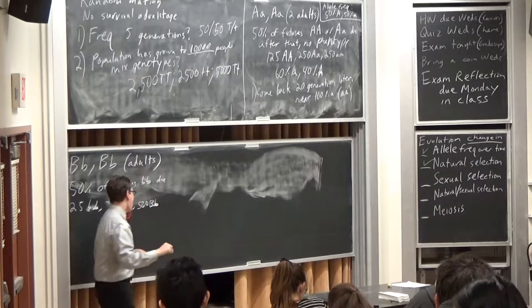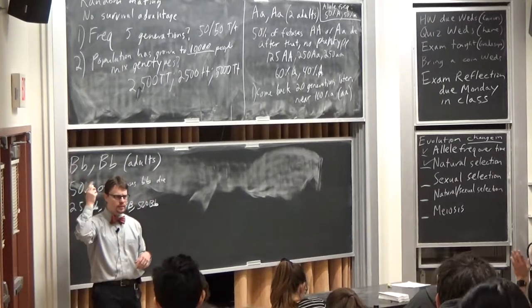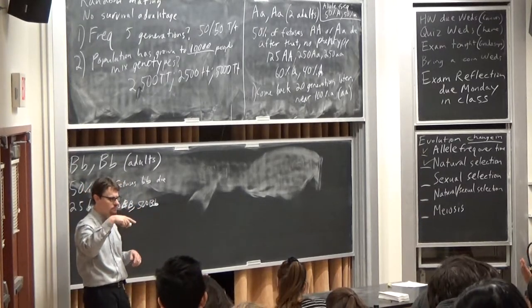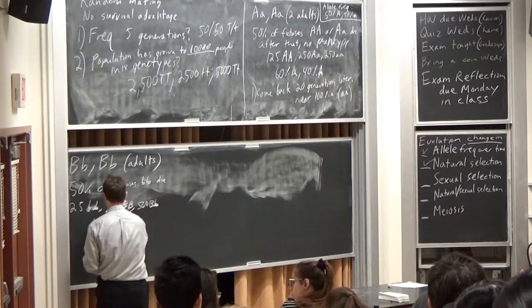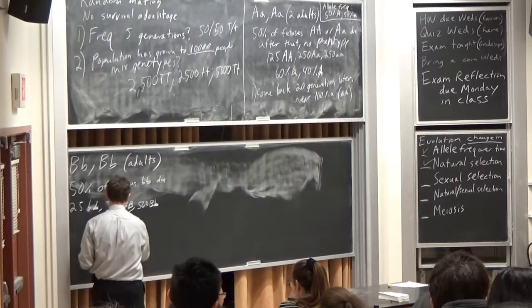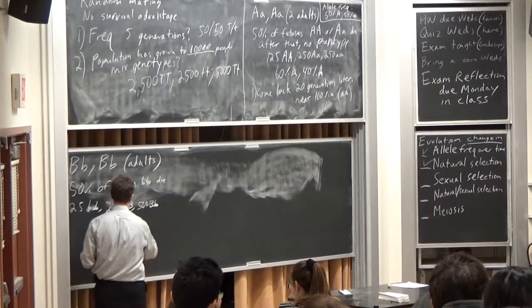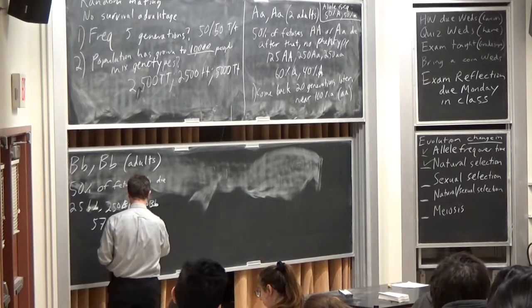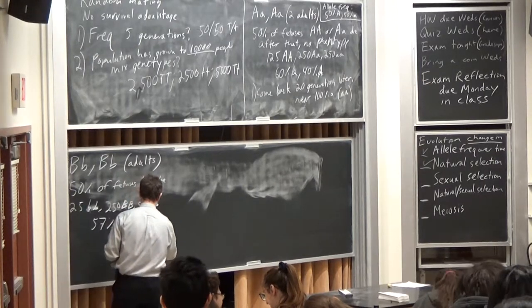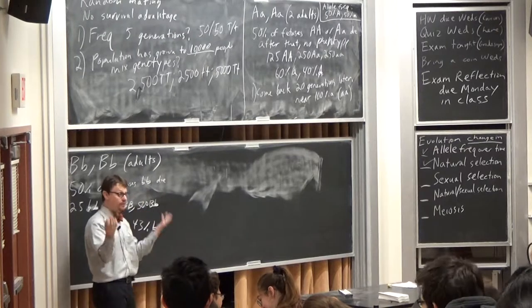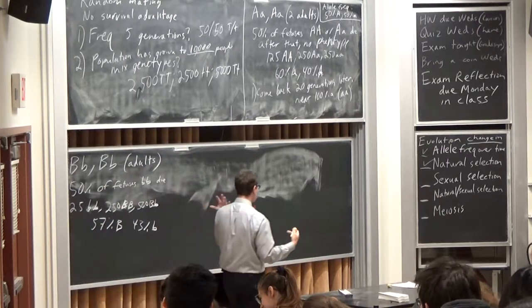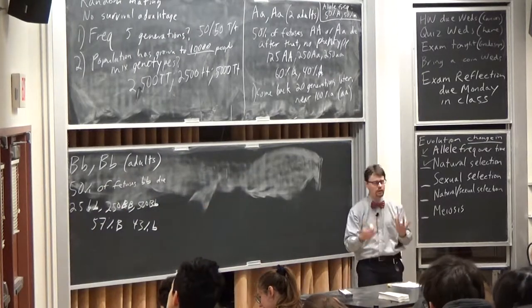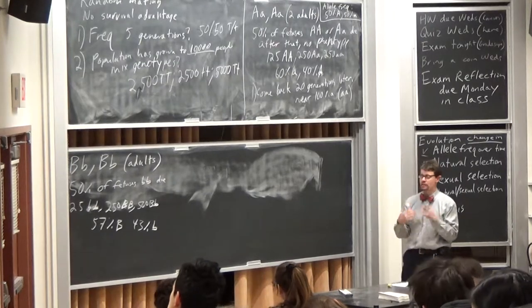And so did anyone calculate the allele frequency here? 57% of the dominant allele and 42% recessive. Yeah, that sounds about right. Something like that. So 57% and 43%. So evolution has occurred here. There's a natural selection, a survival advantage to having the dominant allele.